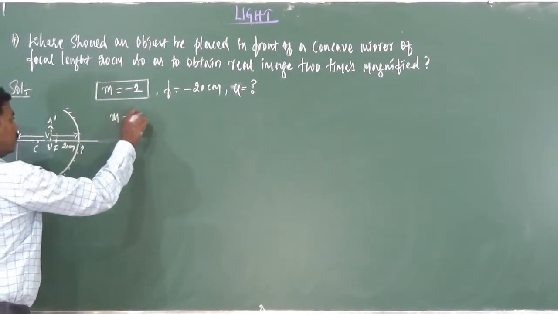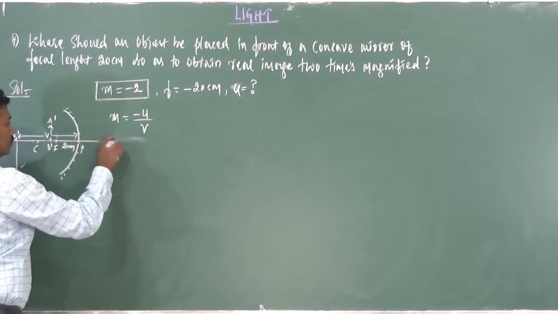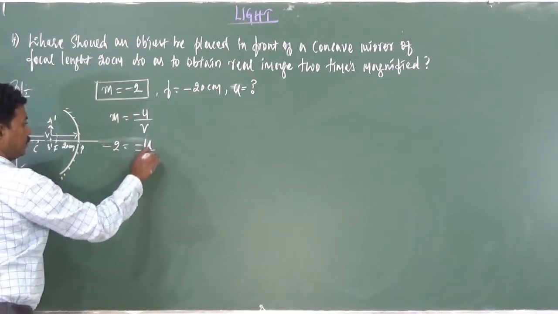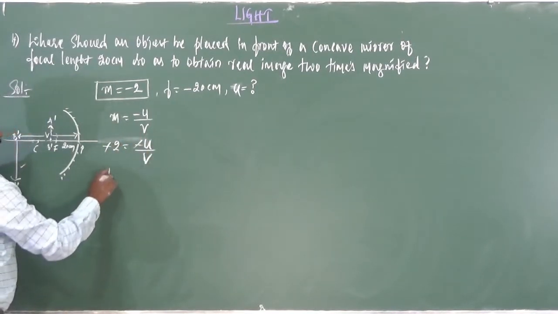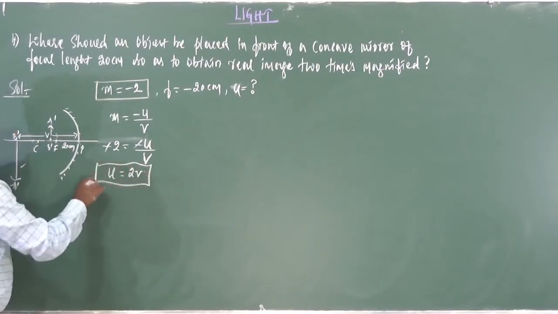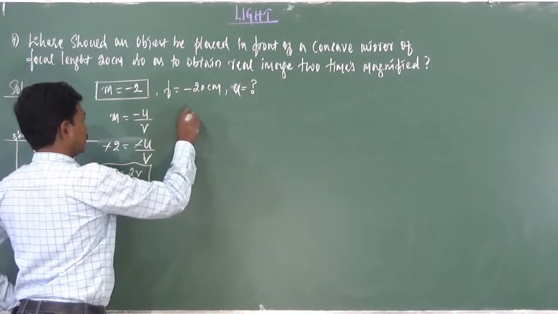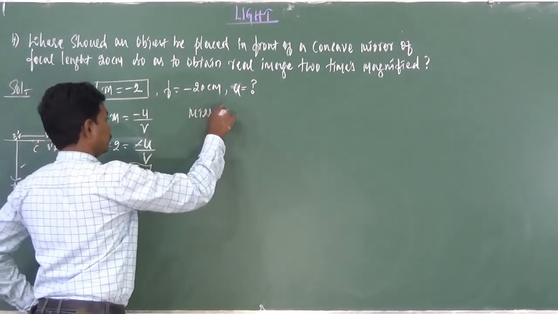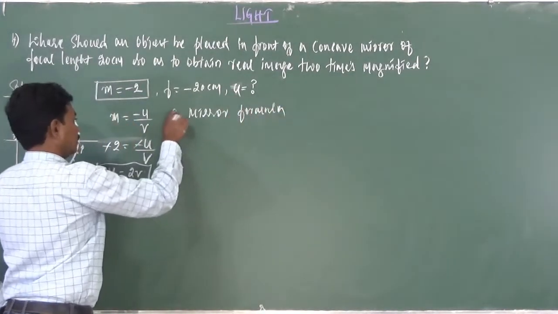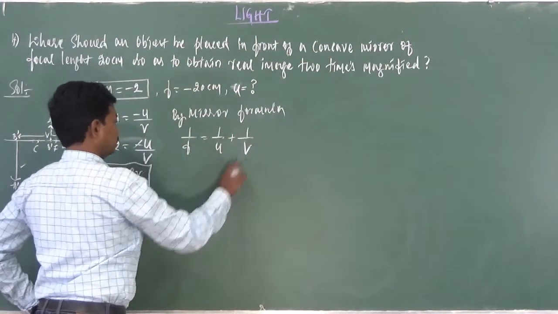So m is equal to minus u by v. This is the formula. So m is minus 2: minus 2 is equal to minus u by v. Minus minus cancels, so u is equal to 2v. Okay, so let us take the mirror formula. By the mirror formula, 1 by f is equal to 1 by u plus 1 by v.